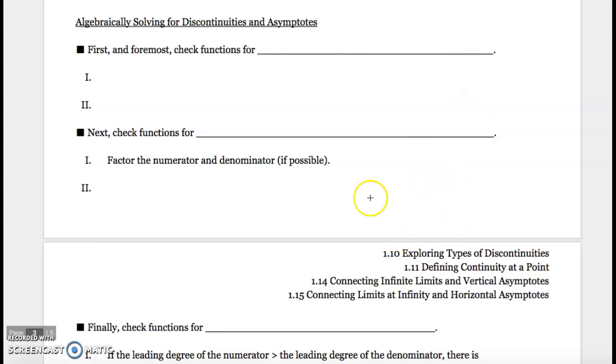Okay, today we're going to talk about how to algebraically solve now for discontinuities and asymptotes. So it was pretty easy to see from a graph just based off of whether you had a hole, a removable discontinuity, a jump, or a vertical asymptote, which was an infinite discontinuity. So now we're going to talk about how to do it just from actual equations. So first and foremost, the first thing you want to check for are removable discontinuities.